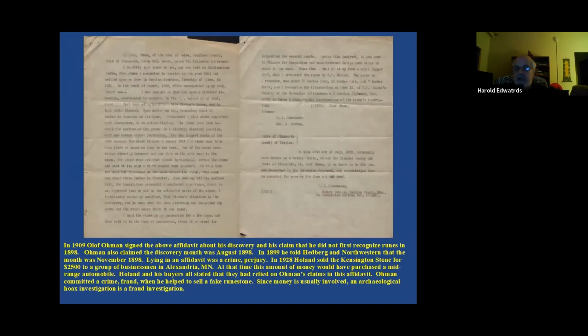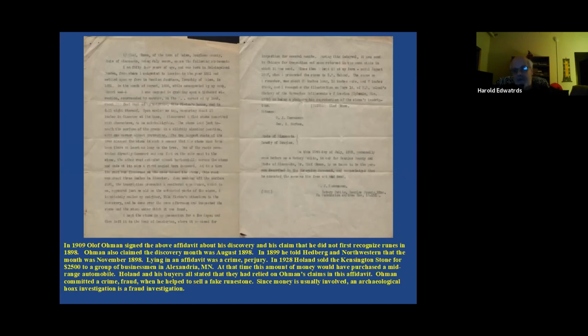In 1928, Holland sold the Kensington Stone for $2,500 to a group of businessmen in Alexandria, Minnesota. And that's where it is today. That formed the basis of the Runestone Museum. At that time, that amount of money would have gotten a pretty nice automobile. A Model A Ford sold for a little under $900, and a Cadillac sold for about $3,300. So you would get a Buick or something like that for $2,500. That's a fair amount of money. And just ask yourself what you'd do if somebody swindled you out of that amount of money. Holland and his buyer had relied on Olaf Ullman's claims in this affidavit.